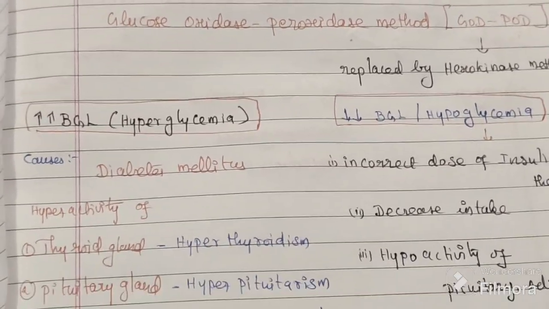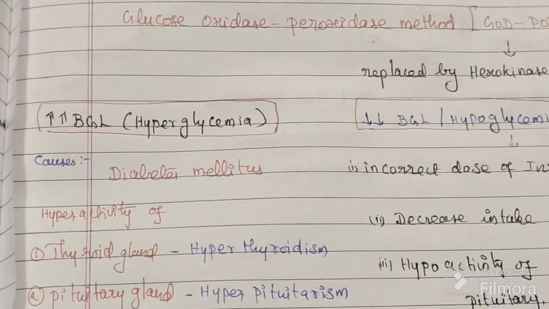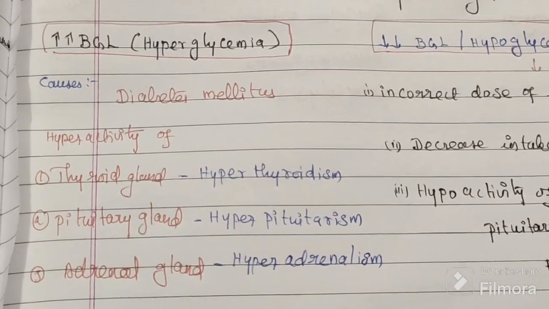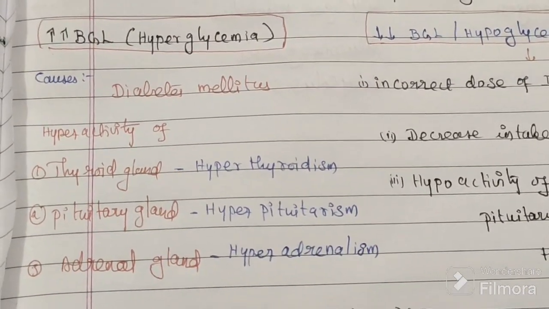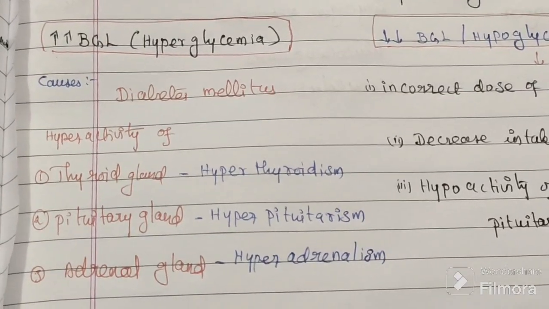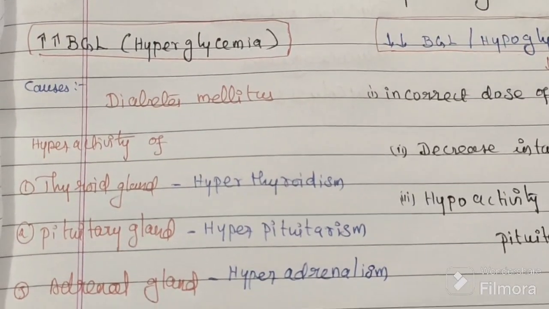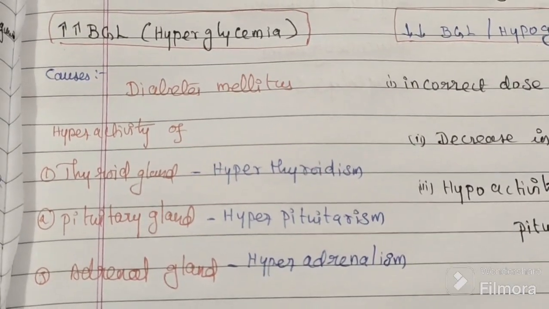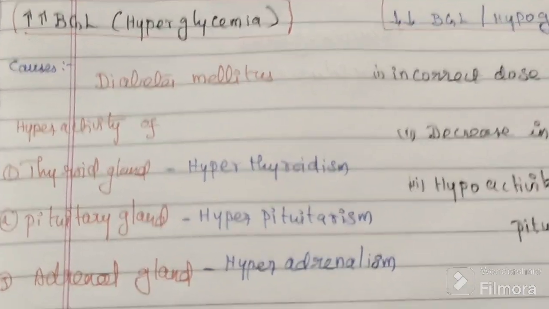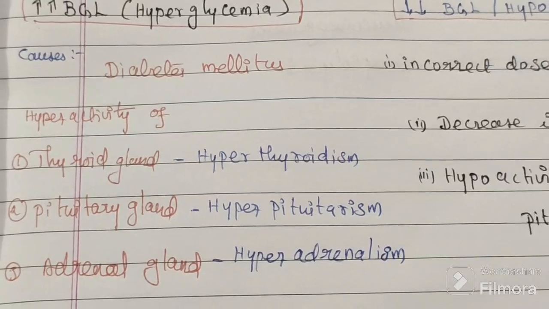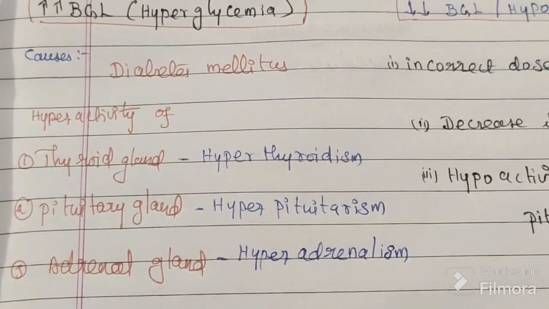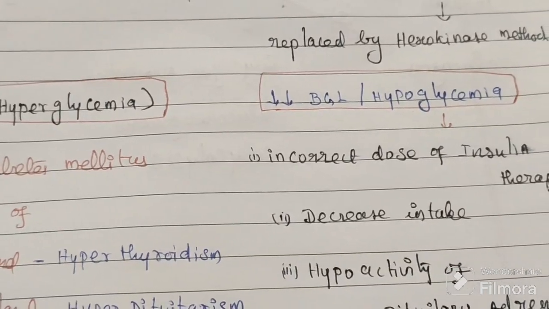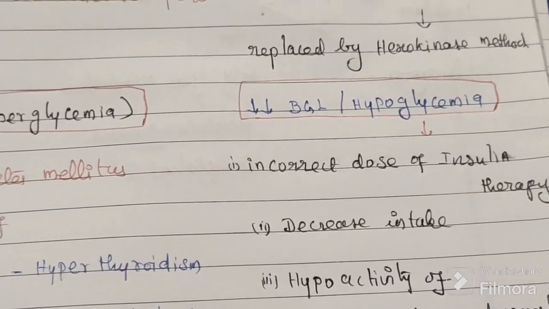An increase in blood glucose level is known as hyperglycemia, and an important cause of hyperglycemia is diabetes mellitus. The second is hyperactivity of the thyroid gland, pituitary gland and adrenal gland, that is hyperthyroidism, hyperpituitarism and hyperadrenalism.